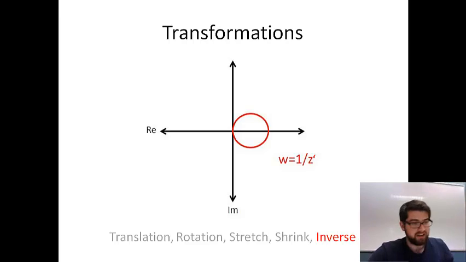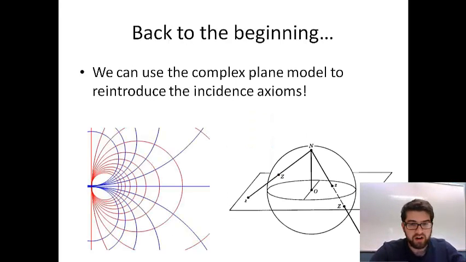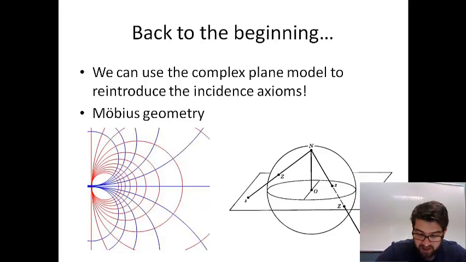And to bring it all back, this model allows us to go to the incidence axioms where we started with and manipulate the points and lines. We could actually build what we call a Mobius geometry, which contains Euclidean, elliptic, and hyperbolic geometry all in one. And this model is so powerful because now we're able to do further inquiry on these types of geometry that I was interested in at the beginning.